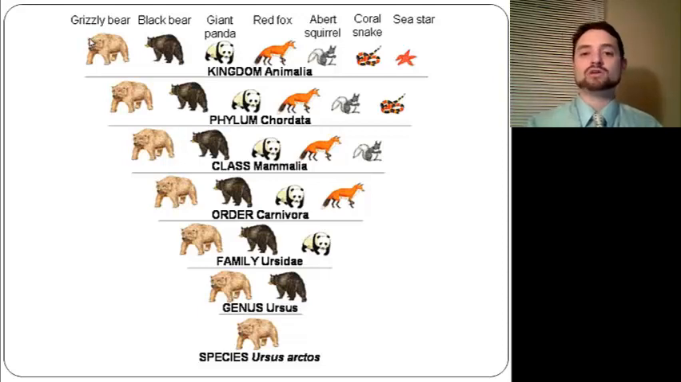Class Mammalia. And you can see as you go down this list, we're getting more and more specific to what we're looking at. Order Carnivora. Family Ursidae, genus Ursus, and then finally species is the arctos, and that scientific name is mentioned right here, Ursus arctos. So that is the grizzly bear. So you can see how as you go down, you're getting more and more and more specific, more and more similarities in the organisms that fit into that category.